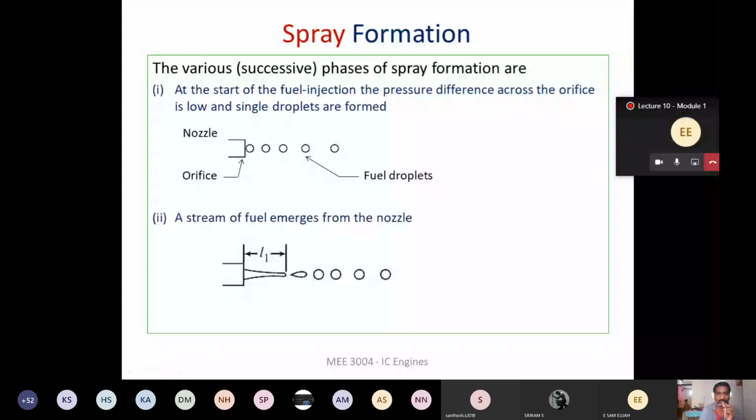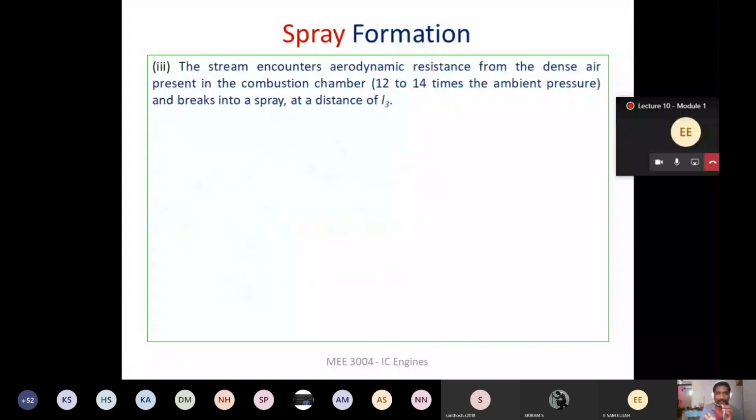So a stream of fuel in liquid form is going to emerge from the orifice. Okay. And again, this continuity is going to be disturbed, and beyond this you will have the spray of the fuel, or vaporized fuel. So that initial distance we call L1, right? Where we have the fuel in liquid state, occurring at the core. Then subsequently, with further increase in the pressure, this stream of liquid is going to encounter the resistance offered by the high pressure air present inside the engine cylinder, right?